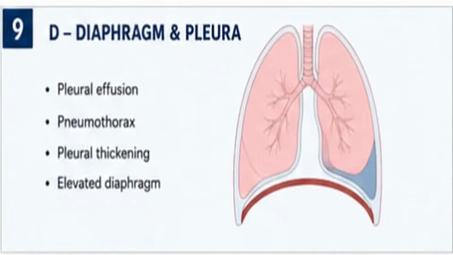Inspect the pleural spaces for pleural effusion, pneumothorax, or pleural thickening. Also examine the diaphragm for elevation or abnormal contour, as these may indicate underlying pathology.